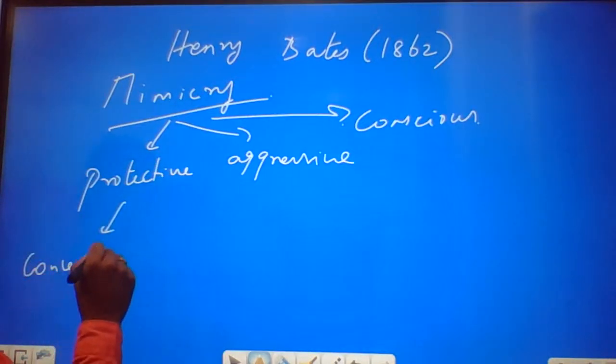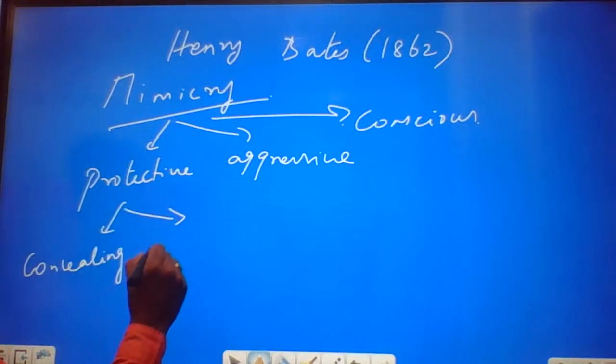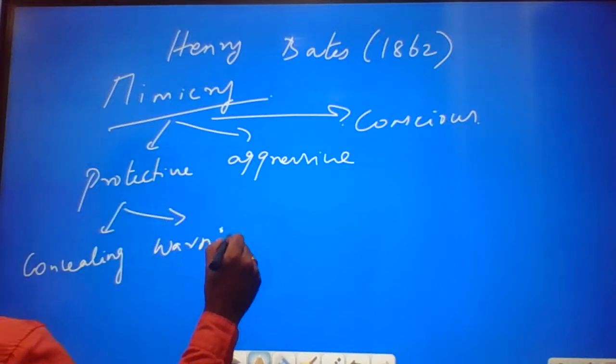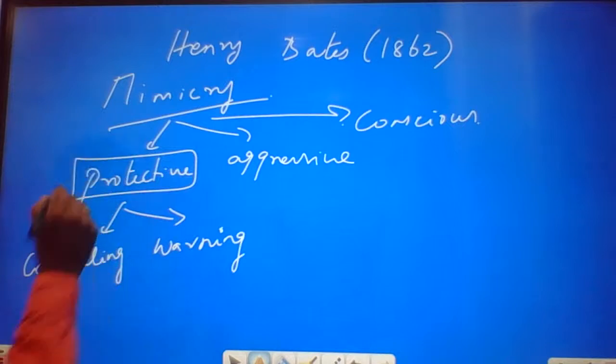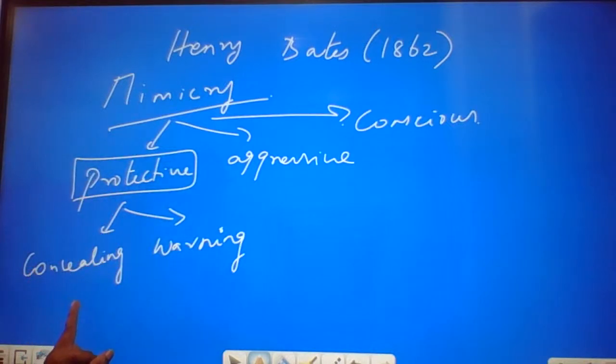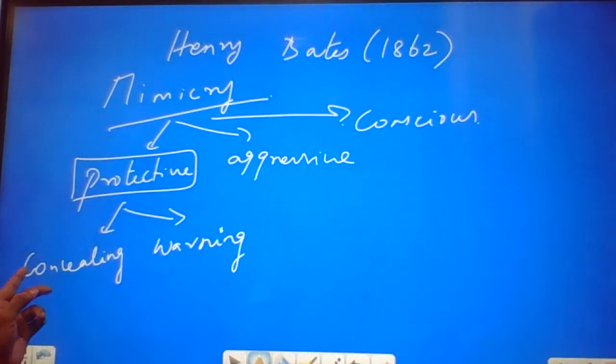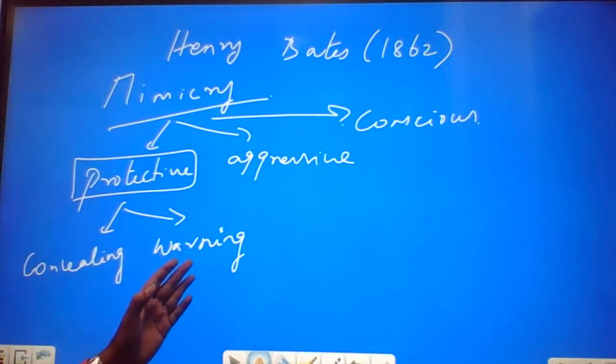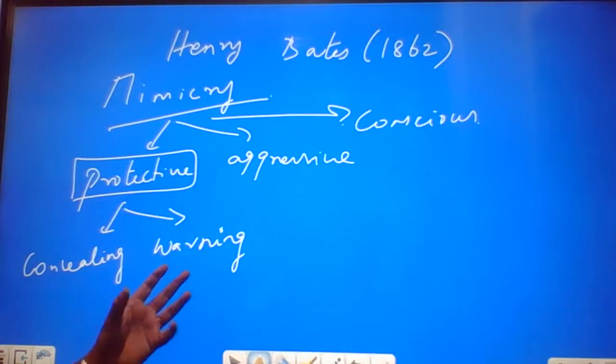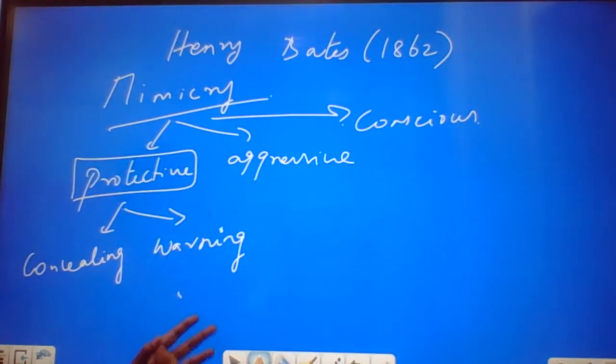Concealing mimicry, and a warning mimicry. I'm just giving you the names; I'm not going into a detailed picture of this. For example, concealing mimicry is seen in the praying mantis. For warning mimicry, a few species mimic the poisonous coral snakes. That is warning mimicry. Even though it is not poisonous, it behaves as if it is a poisonous snake.